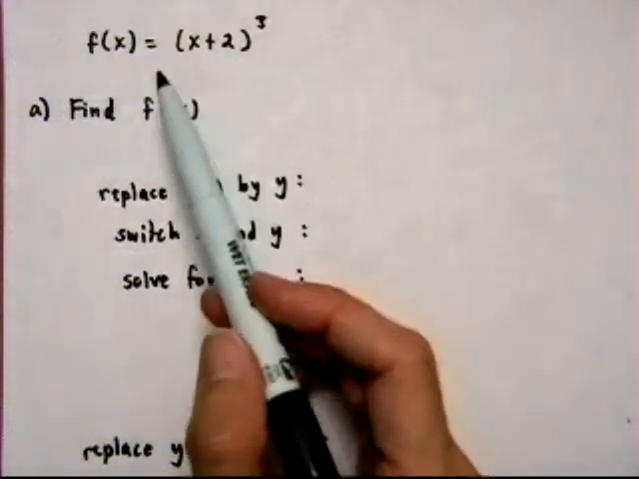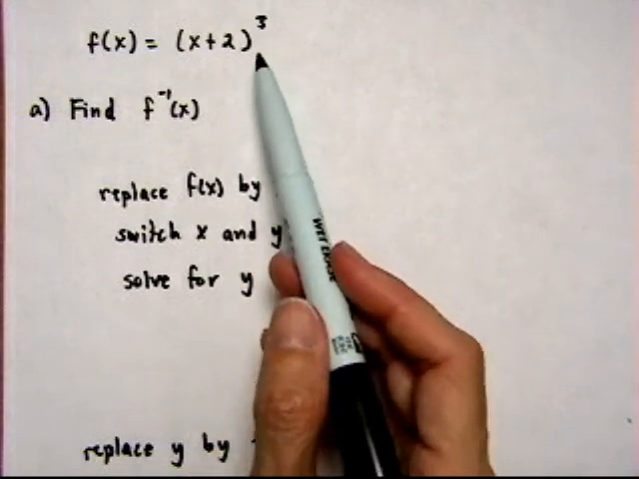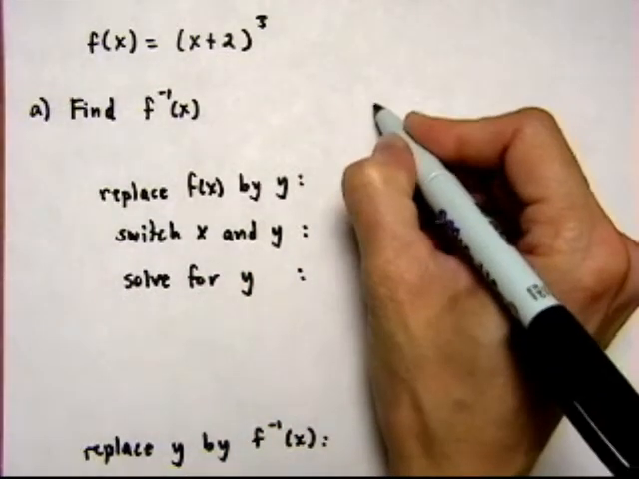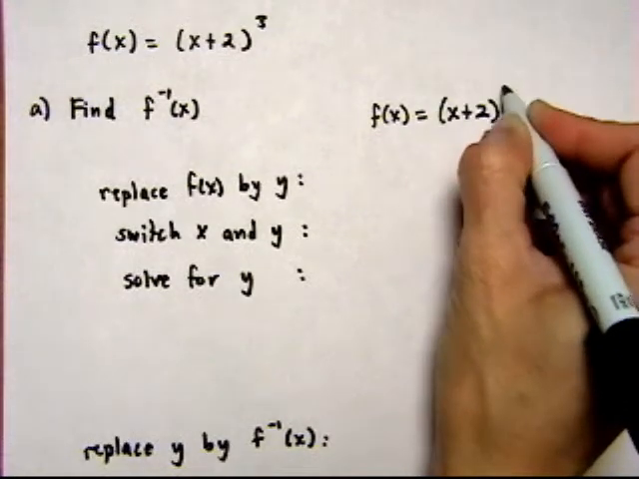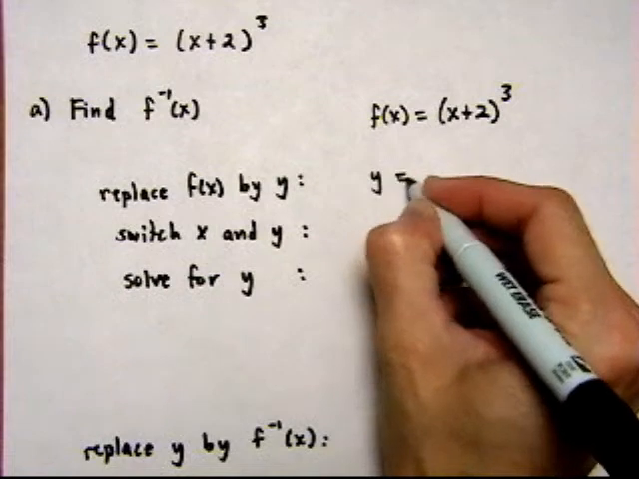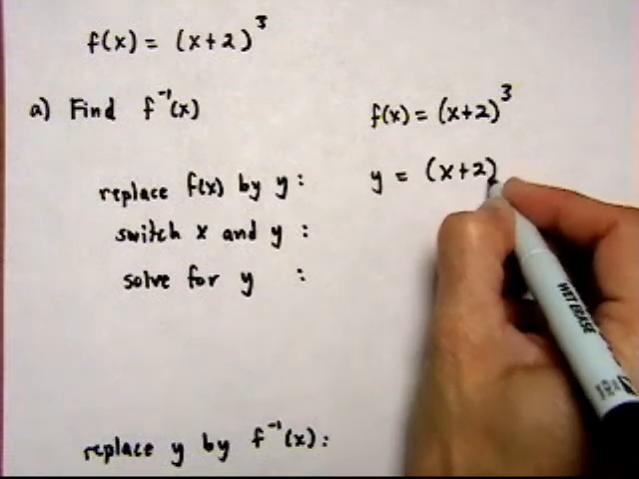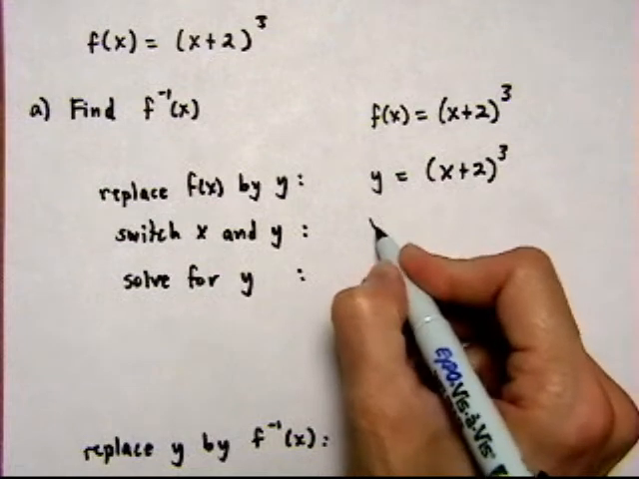Find the inverse of f(x) = (x + 2)^3. Let's start with f(x). The first step is to replace f(x) by y: y = (x + 2)^3. And then we're going to switch the x and the y.